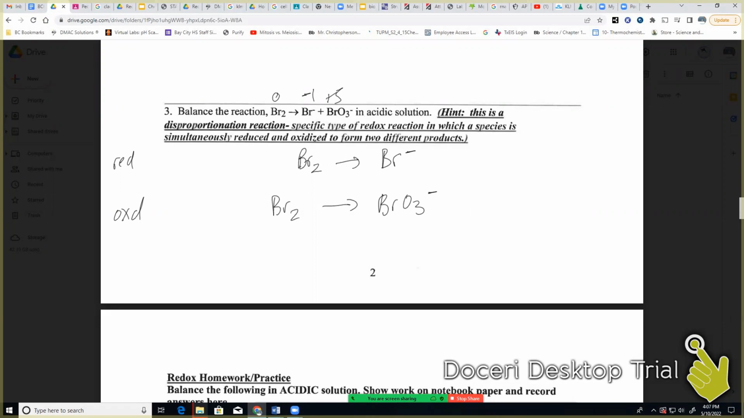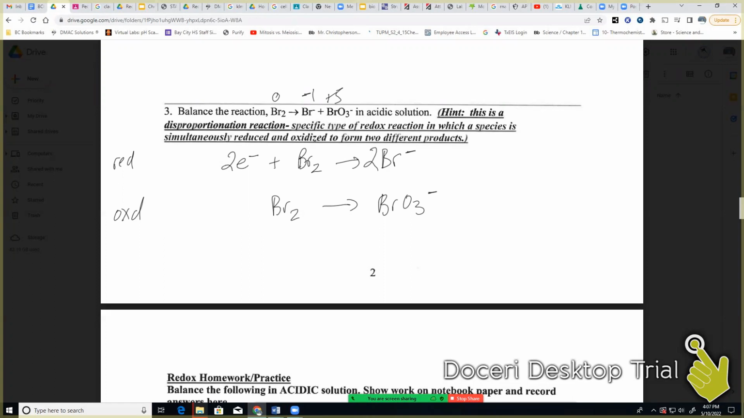All right, so let's work through this one. Once again, I'm gonna do my reduction half. It's gonna be a pretty easy one. I have 2 bromine, so I'm gonna put a 2 here. 2 times -1 gives me a -2, so that means I have to have 2 electrons written here. That is my balanced half reduction reaction if you are asked for that.